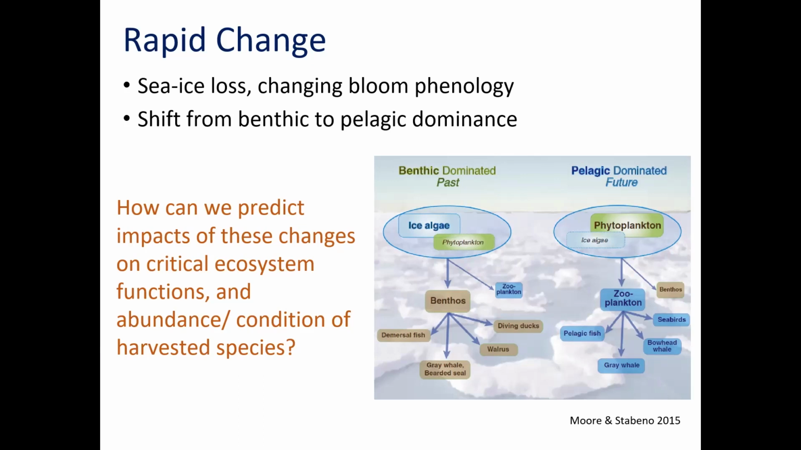So one of the predictions, just to give an example of how we're thinking about this system, of how we might see the system changing going forward, is shifting from what we currently observe as what people call a benthic dominated system, where we have a lot of flux of ice algae and open water phytoplankton actually exported to the seafloor. And that fuels in turn a pretty rich and biomass heavy benthic component to the system.